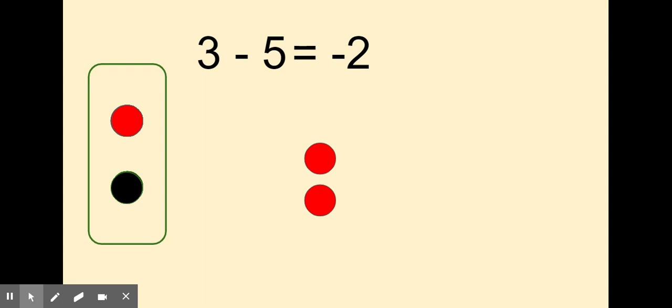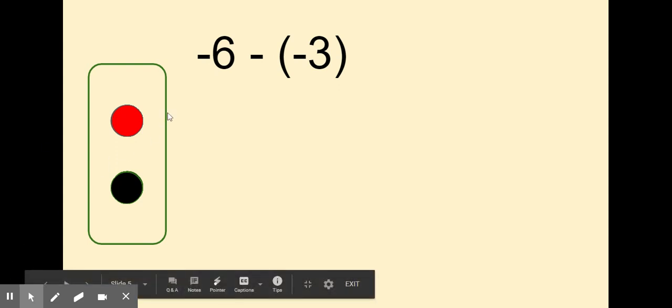Now, if you think about that in the problem that I gave you originally, I have $3. I owe my friend 5. I'm going to give you what I have, but I'm still going to owe that person 2. Negative can mean owing. So it makes sense.